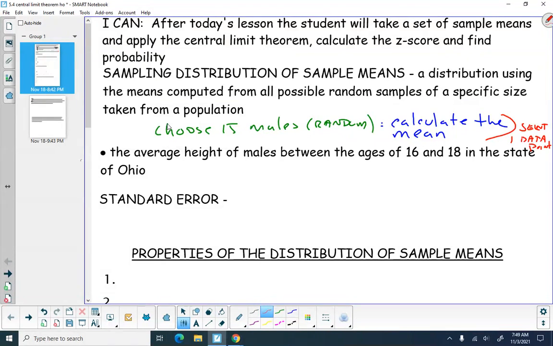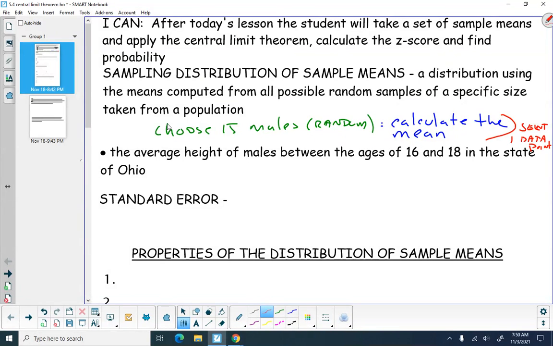Rather than sending 15 data points off to a centralized place or a centralized person, we're just going to take the mean of those 15 and send one data point. And each school is going to just send one data point.